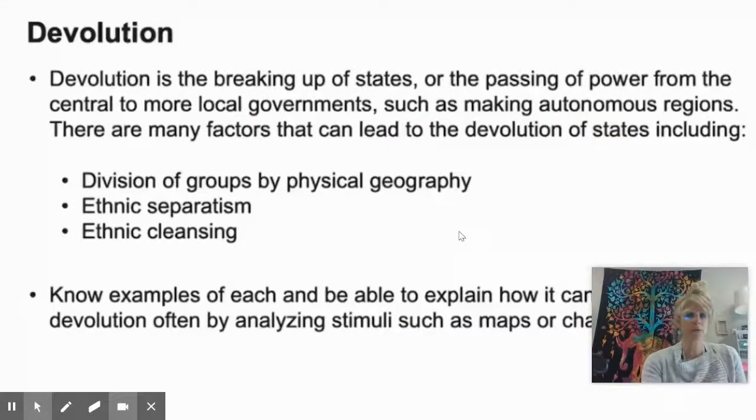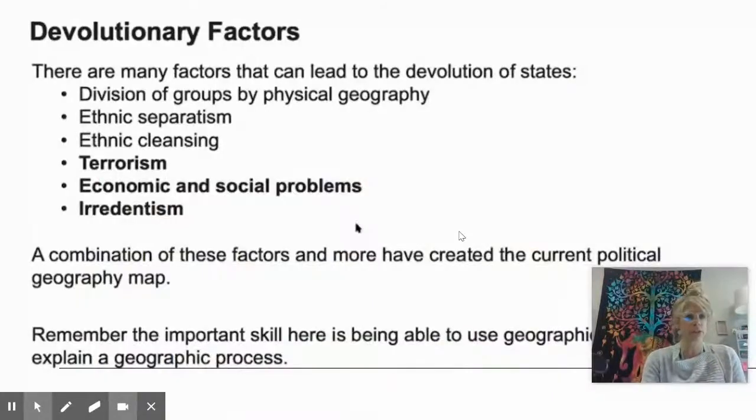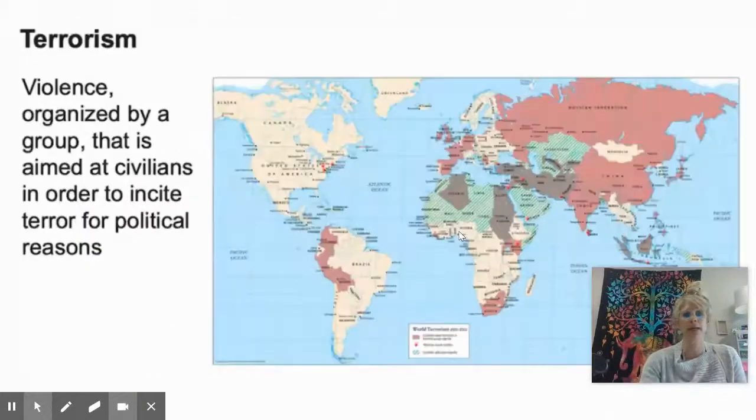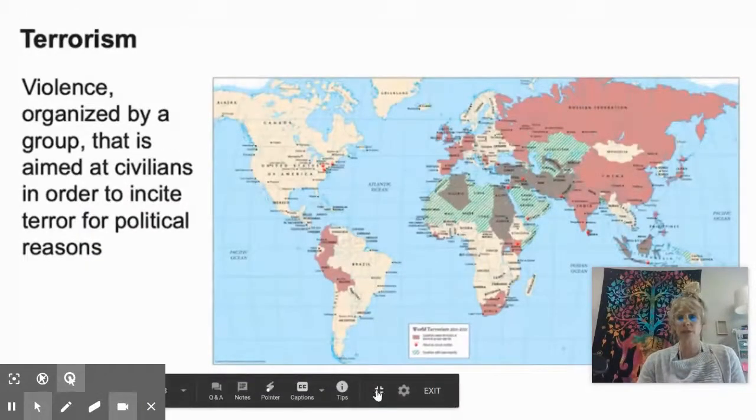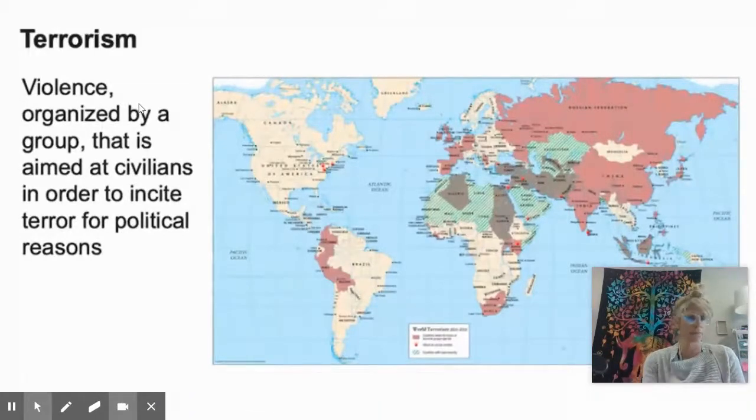All right, now we're going to move into those other factors, starting with terrorism. And this is a very familiar term, right? We all know about it from 9/11. So for terrorism, know the definition: violence organized by a group. This can be aimed at a particular group of civilians. It is just like it sounds. The idea is to incite terror, and it's usually for political reasons. We saw this happen in 9/11. That's a great example.